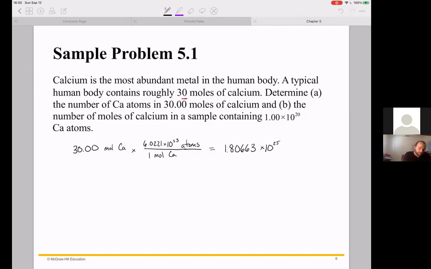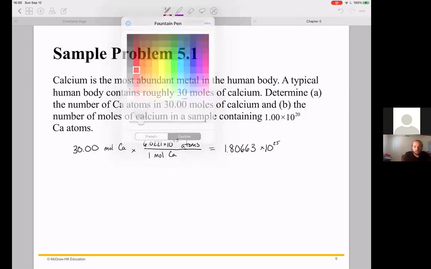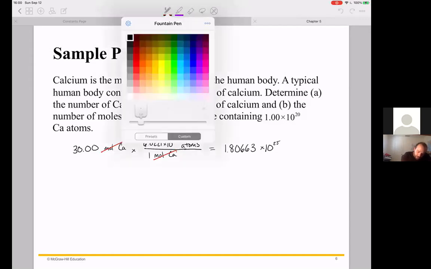And remember, we're going to do this in the same 3 parts that we did first. So the first step, punch it into your calculator. What do you get? That'd be this answer here. Then I'm going to go back and cancel out my units, and what I'm left with in this case is atoms. That's good. That's what I want.